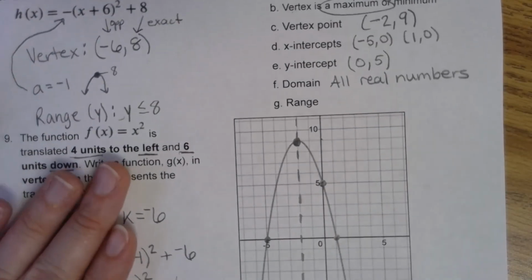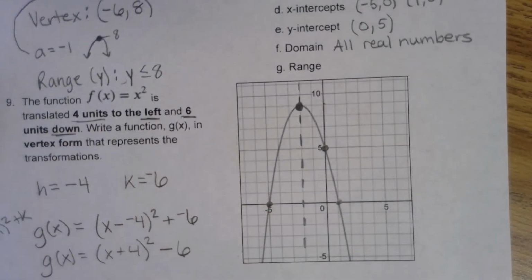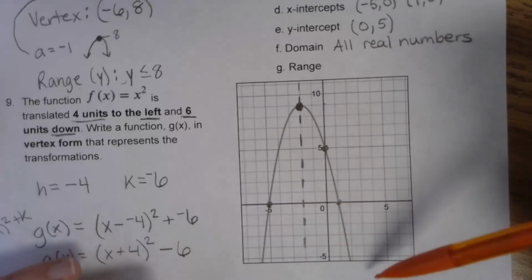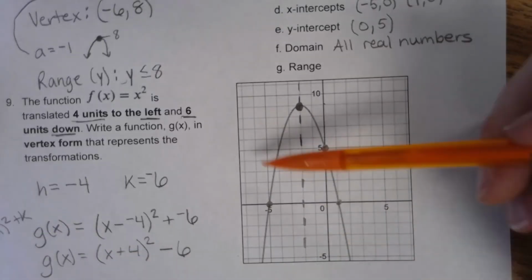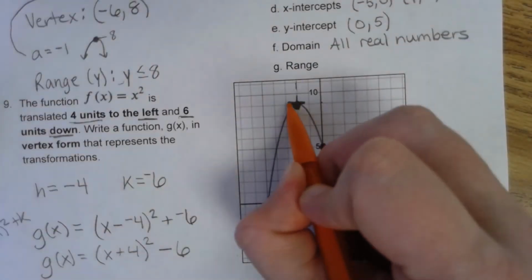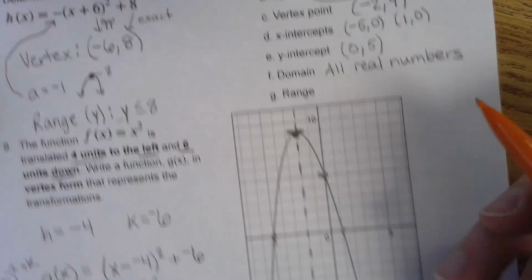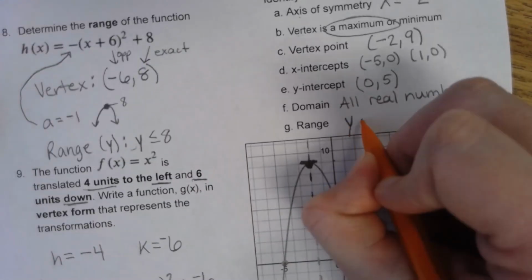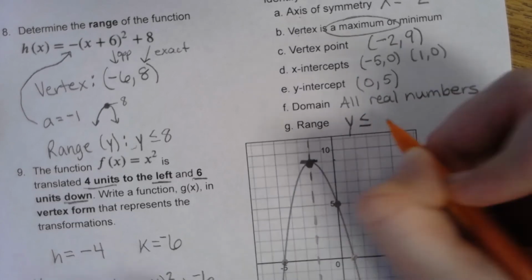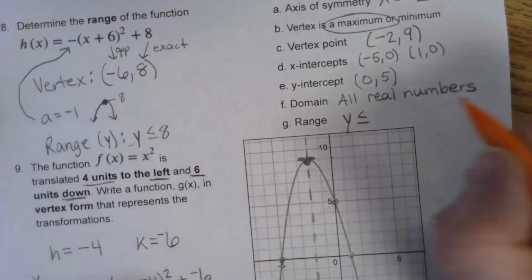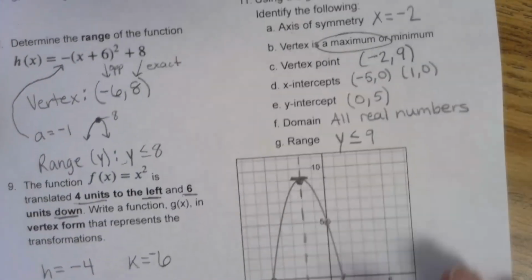And our range, it depends on if the graph is opening up or down. So this one is opening down. So that means our range is going to be less than where that vertex was. That's the highest number it reaches, so 9. So our range is going to be y is less than or equal to, because there's a point there at the vertex, that 9 value.